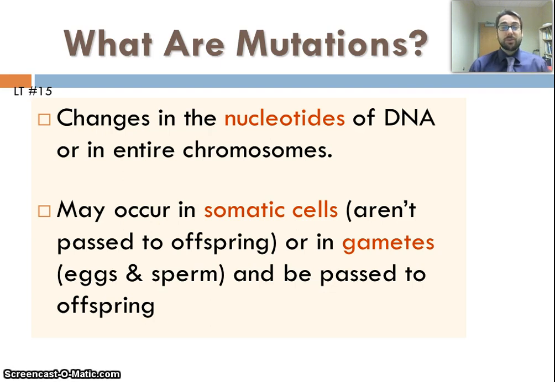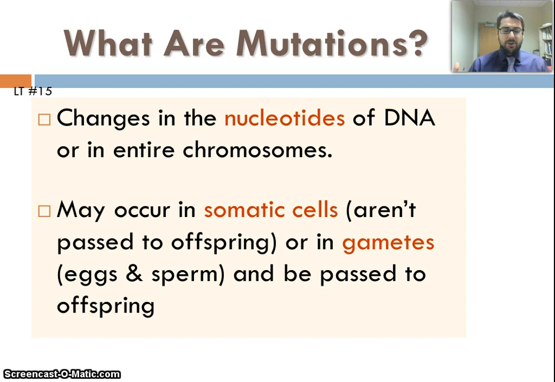So these are things that we don't pass to our offspring. These are cells like your hair cells, skin cells, nerve cells, muscle cells. These are things that are part of you. So if we get a mutation in a somatic cell, it only affects the individual. If we get a mutation that's in our gamete cell, that's going to affect our offspring.